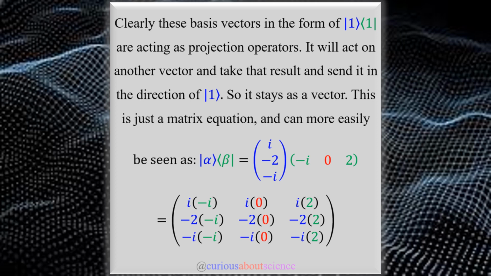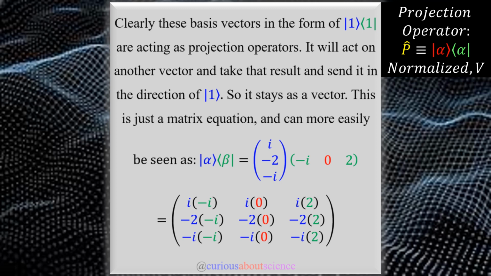So clearly, these basis vectors in the form of the ket bra are acting as projection operators. Recall that real quick. That is the exact definition of it. And what we know about this is it will take another vector, because it has to be applied to a vector by definition. And so what this does is it takes the other vector and sends the result in the direction of the ket 1, so the first basis vector. And that's what we saw in the green matrix on the last page, where we just had that in the first matrix element in that first position. So pretty cool. We like that. It's pretty clever in my opinion.